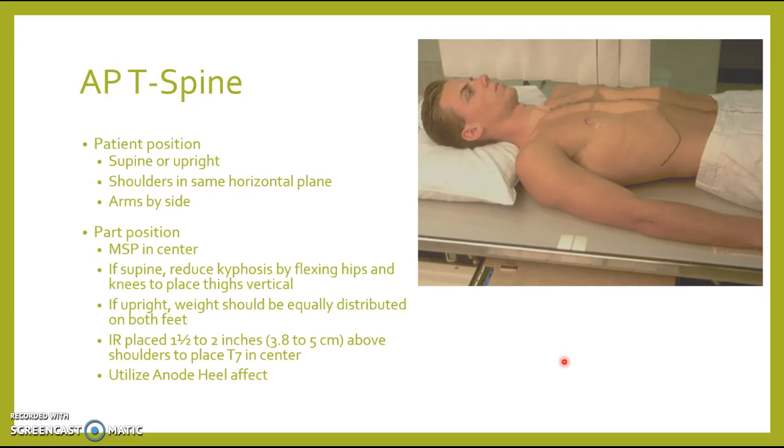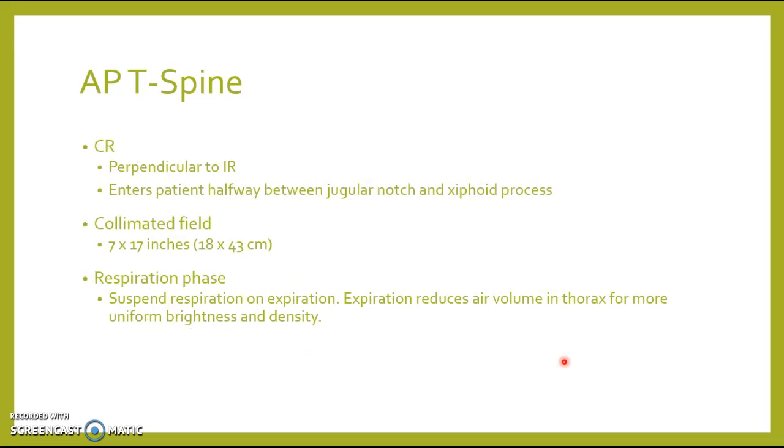Place your image receptor approximately 1/2 to 2 inches above the shoulders to place T7 in the center and utilize the anode heel effect. Your central ray will be perpendicular to your image receptor, centering halfway between the jugular notch and the xiphoid process. Your collimated field will be 7 by 17. Your respiration phase will be suspended on expiration. Expiration reduces the volume of air within the lungs to create a uniform brightness of the image, or overall density.